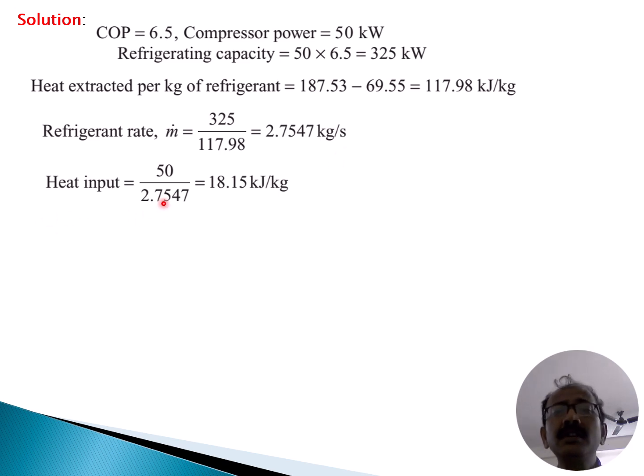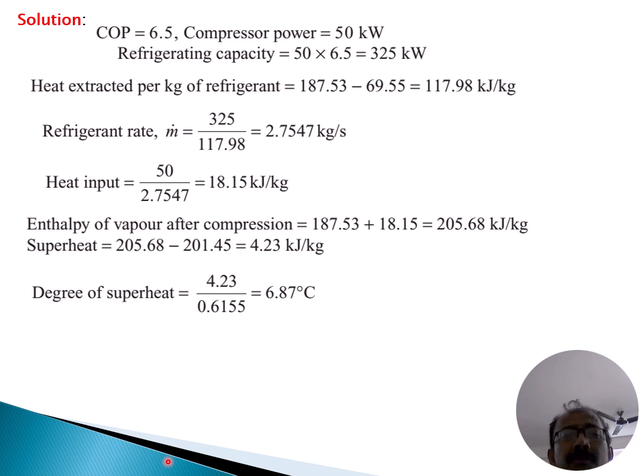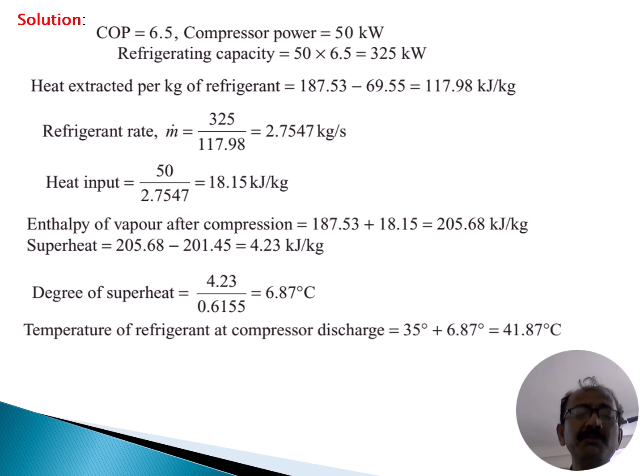So the heat input is the compressor power, 50, divided by 2.57, the refrigerant rate. So this is the heat input. Now the enthalpy of vapor after compression is the sum of these two, and we are getting this value. In the case of superheat, we get the degree of superheat. Now the temperature of refrigerant at compressor discharge is 35 plus 6.687, that is 41.87 degrees centigrade.